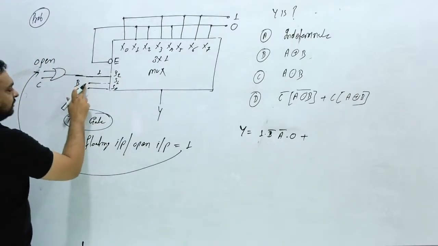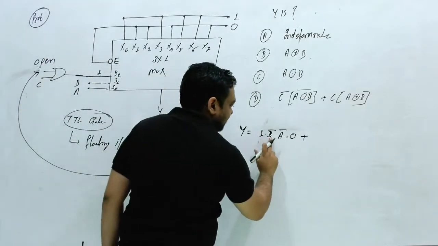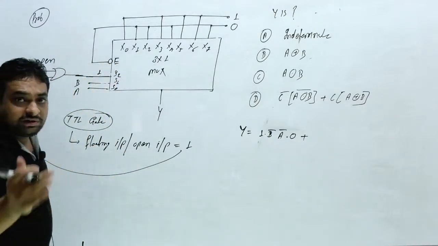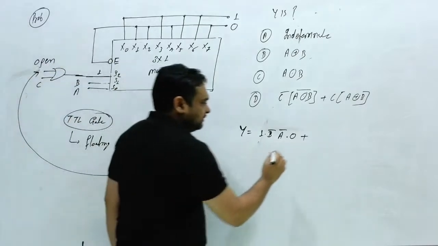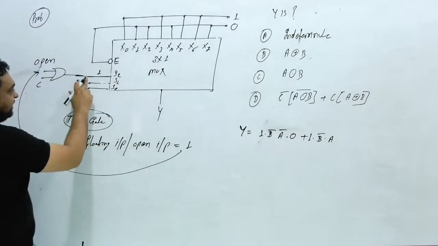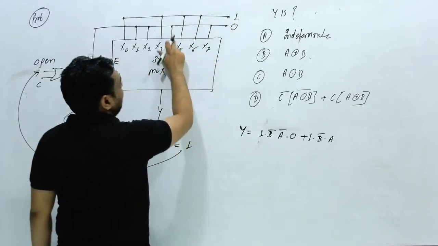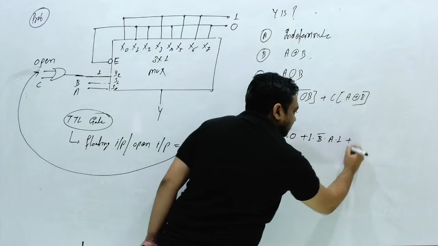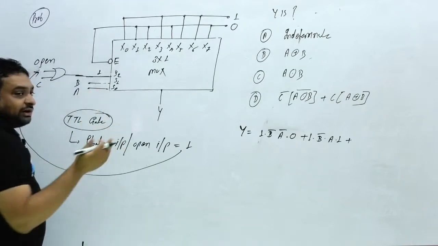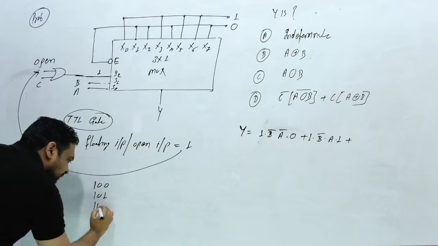Next term, 1, 1, sorry. We have considered 1, 0, 0, B bar, A bar. That is correct. Next 1, 0, 1, that is 5. This is 1, this is B bar and this is A. Then this is multiplied with X5, and X5 is nothing but 1. Here X4 was 0 and here X5 is 1. So you just have to consider 4, 5, 6, 7.